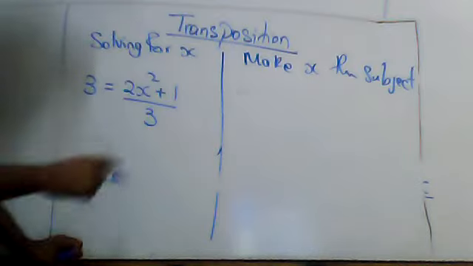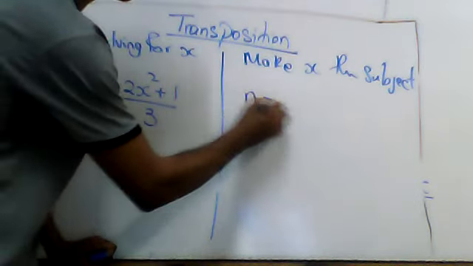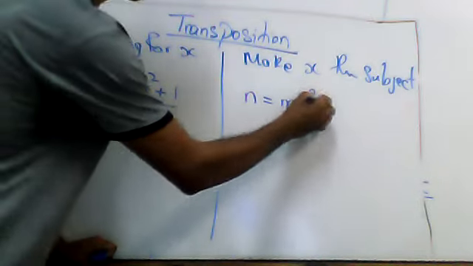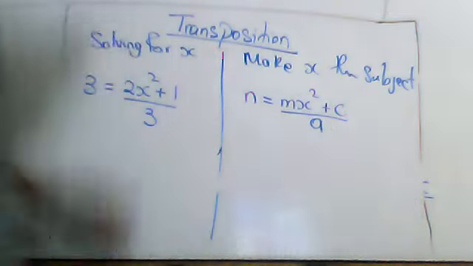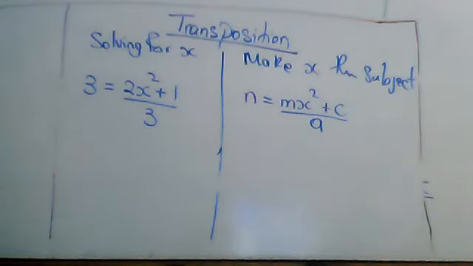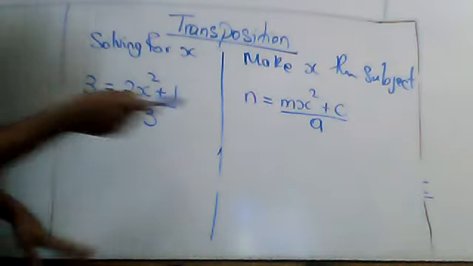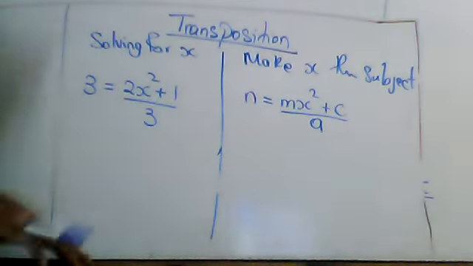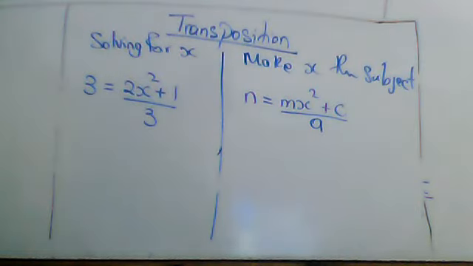So this is a new question. I want you to try this one for me. Let's say we have n is equal to mx squared plus c divided by a. With this one, we're solving for x, making x the subject. So try that question for me. Give me a few seconds. If you realize, it's similar to the question we had on the board before, it's just that I put a square on it. So this is basically a quadratic equation. This one we're making x the subject, so try that question for me.